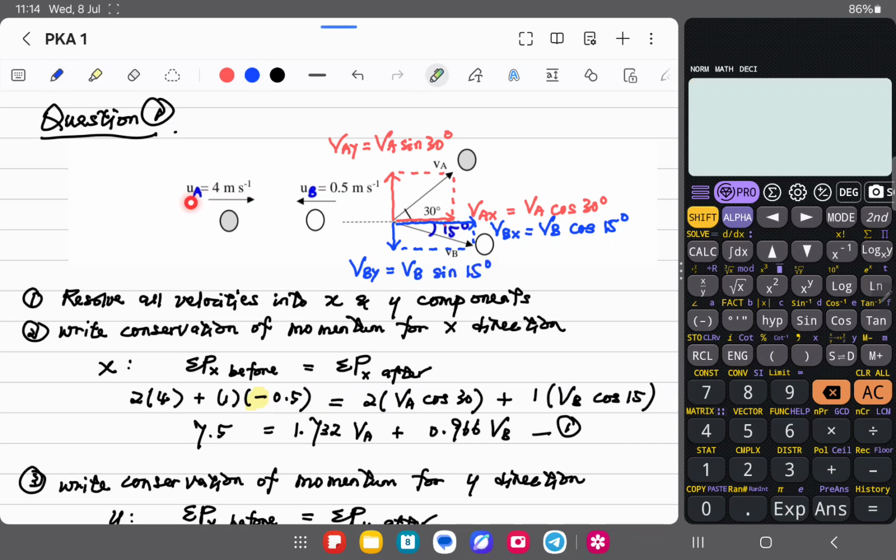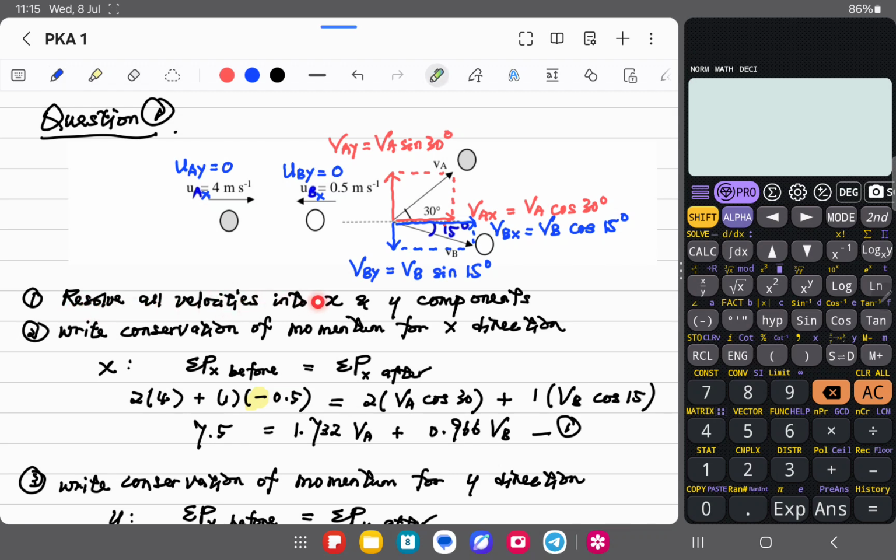Okay. Same goes for the initial velocity. Initially both balls are moving along the x direction only. So the 4 meter per second will be the UA component x. The initial velocity for ball A along y-axis will be 0. Same goes for UB. Initially, ball B only has component x. The initial velocity for ball B along y-axis will be 0.